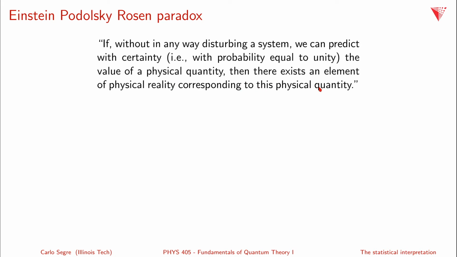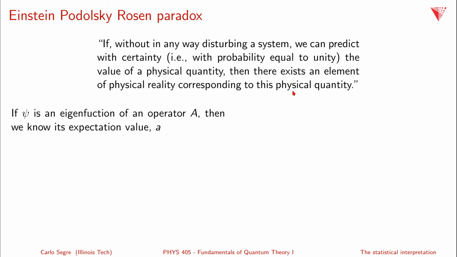So what are they saying here? It says that if we can predict with 100% probability what the value of a physical quantity will be, then there must be an element of physical reality corresponding to this physical quantity. There must be something in reality that tells you that that will be the value. So let's go through the reasoning.